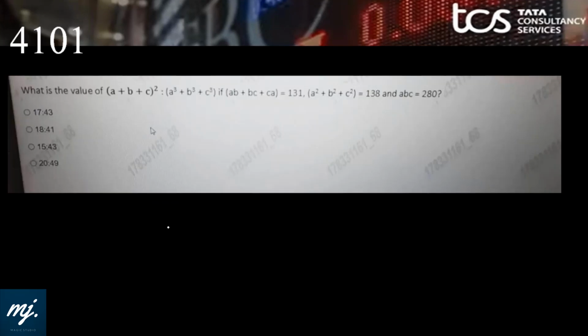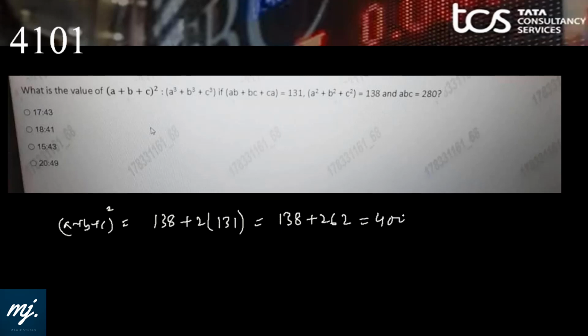Another one from algebraic identity. What is the value of a plus b whole square, a plus b plus c whole square, and a cube plus b cube plus c cube, if this is there. A plus b plus c whole square is a square plus b square plus c square plus twice ab plus bc plus ca. So that would be 138 plus 262, and that should be equal to 400. That means a plus b plus c is equal to 20.